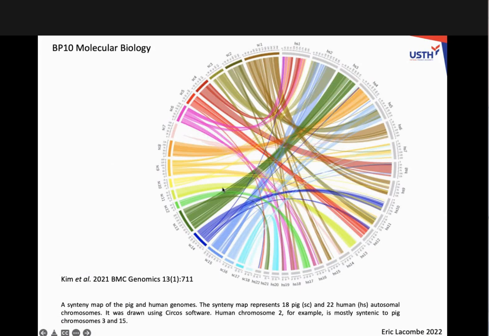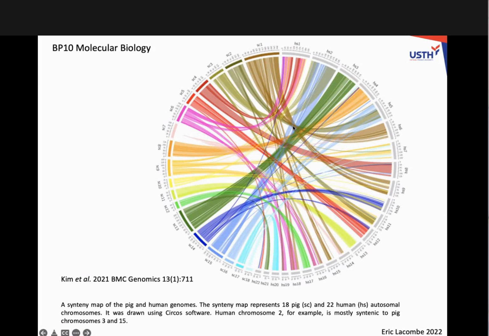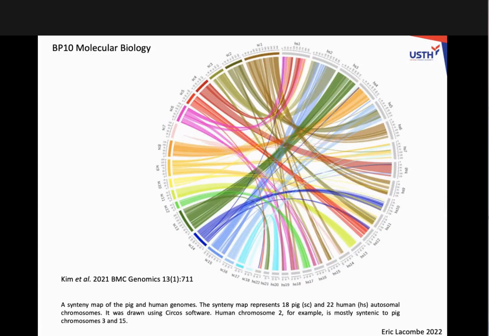Okay. So do you understand how to read this kind of map? It is basically the relation, because of the identity of the sequence, of one part of the chromosome from one species to another part of the chromosome of another species.